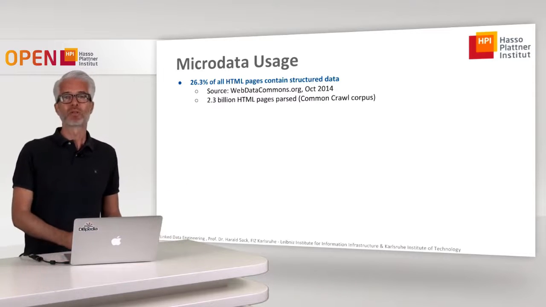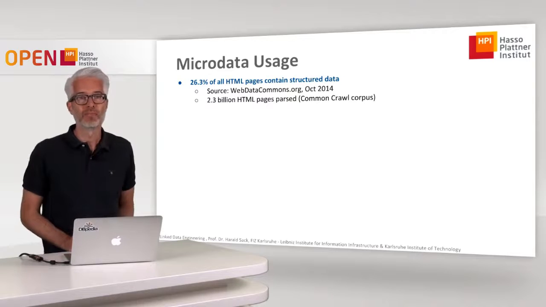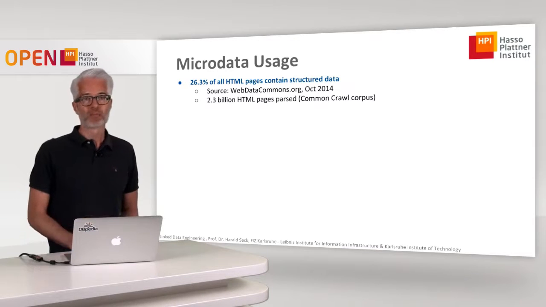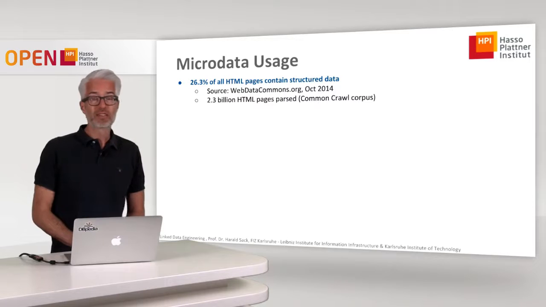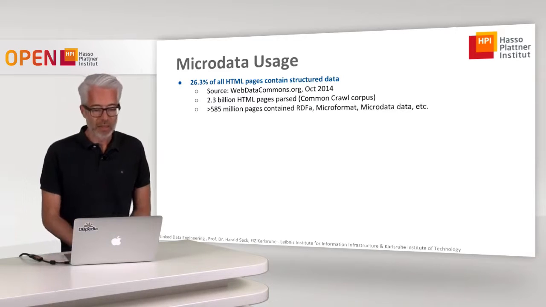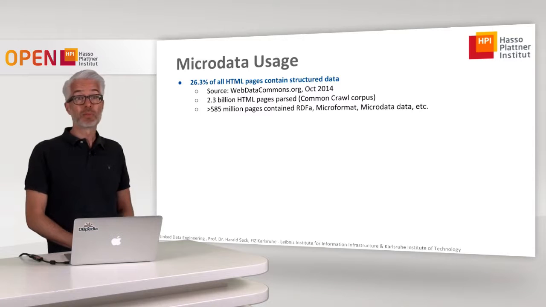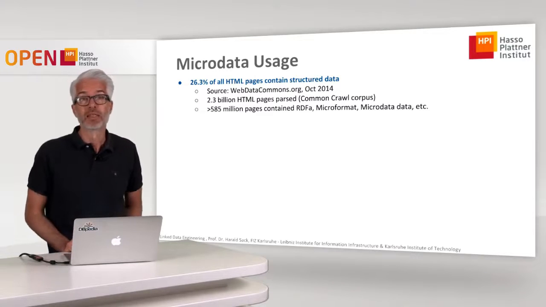It's the so-called Web Common Crawl. It's a corpus which consists of 2.3 billion HTML pages, which have been crawled, and all these web pages have been parsed, and they found out that nearly 600 million of these pages contained either RDFa, microformat, microdata, and so on.